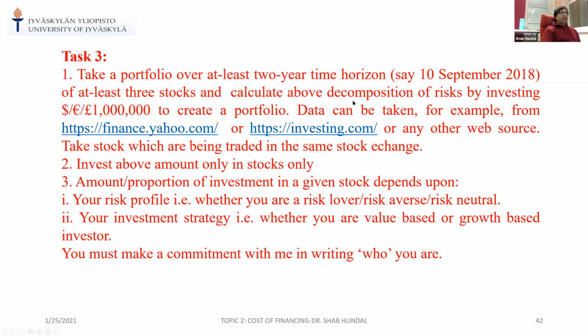And then you need to calculate the decomposition of risk. So you need to find the risk of the portfolio, and you need to decompose this risk into systematic and unsystematic. And when you are doing this calculation, of course, you need the portfolio return. You can assume that you are investing 1 million, whatever, it depends. If you are taking stocks from the European market, then you can assume that you are investing 1 million euros. If it is American companies, you can assume it's $1 million, or 1 million pounds if it is British companies.